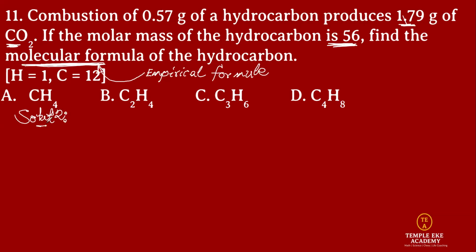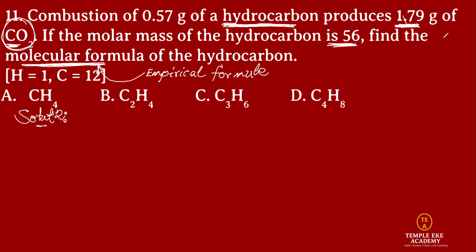First, we perform this calculation. 0.57 gram of the hydrocarbon. A hydrocarbon is an organic compound that contains carbon and hydrogen as the only constituent elements. So we have what leads us to the mass of carbon present, 1.79 gram of carbon dioxide. The question is, what mass of carbon will be present in 1.79 gram of carbon dioxide? Let's talk about it. So we're going to use the method of dimensional analysis for that.